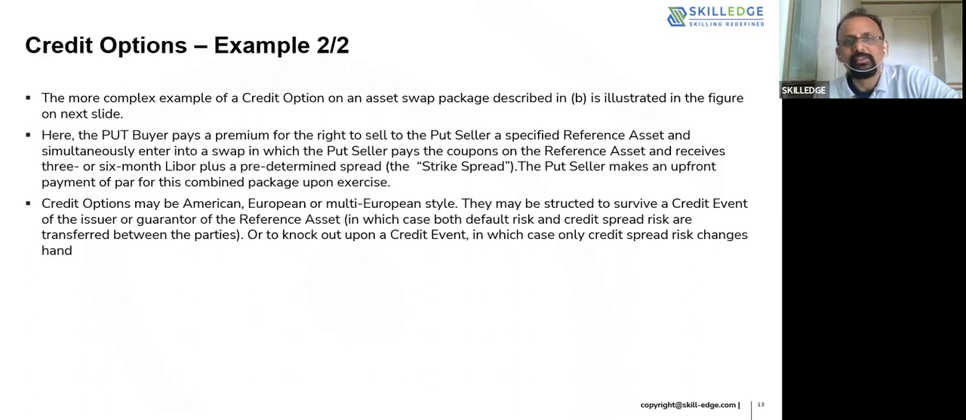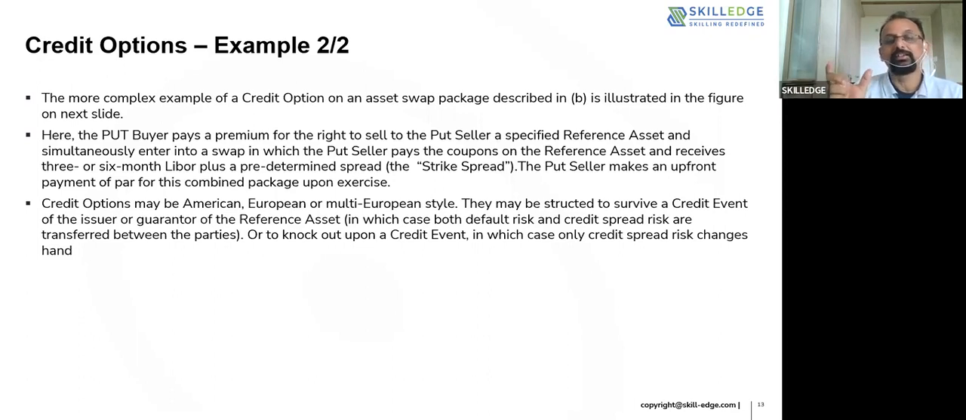Similarly, a put option has the right to sell and a call option has the right to buy. I think this was not discussed when I spoke about options. Options can be either American style or European style. In a European style option, the settlement date or the strike date is fixed. Let's say 2 months and 2 days from now, whatever it is, right? So exactly that date.